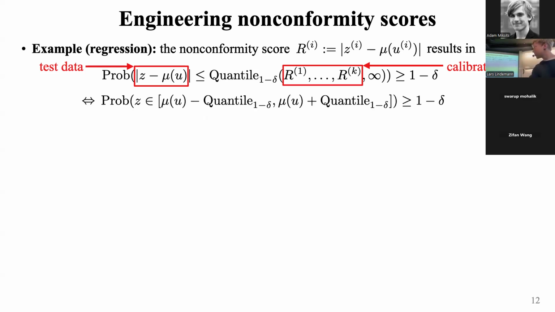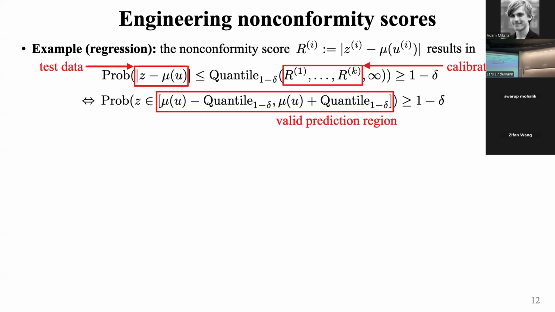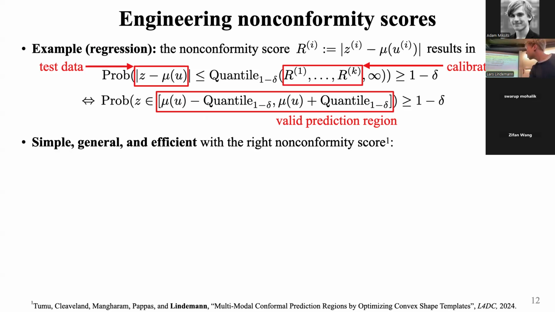And what we can do now is simply rewrite this. We take the absolute value out of it, and then what we get is a valid prediction region that is centered at the prediction and has a width of 2 times the quantile. Again, this is for a one-dimensional regression example. It's a naive choice. There are smarter ways that also reflect heteroscedasticity in the data, meaning that the quantile could depend on the input. But these are details at this point. I argue it's simple, general, and efficient with the right choice of the nonconformity score.